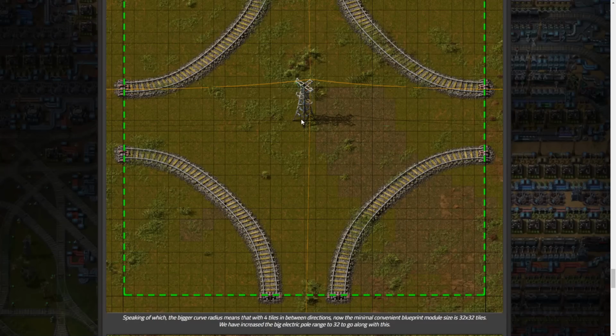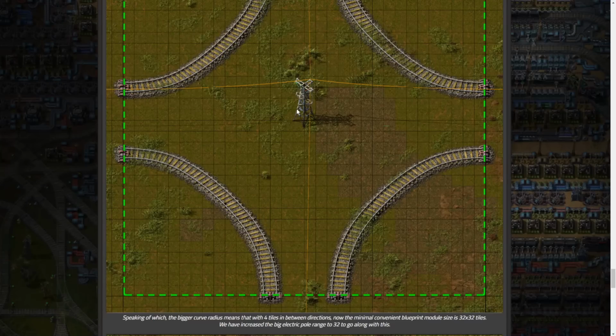This is actually fantastic because previously big electric poles did not reach 32 tiles. I think it was 30 that they reached. But the point being that they did not reach an entire chunk's worth. So you just couldn't have a big power pole on one edge of the chunk and then another one on the other edge of the chunk and have them connect. You'd have to have one somewhere in the middle.